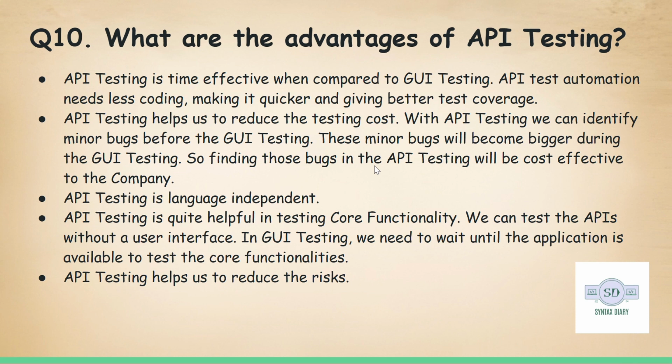What are the advantages of API testing? API testing is time effective when compared to GUI testing. API test automation needs less coding, making it quicker and giving better test coverage. API testing helps us to reduce the testing cost. With API testing, we can identify minor bugs before the GUI testing. These minor bugs will become bigger during the GUI testing, so finding those bugs in the API testing will be cost effective to the company. API testing is language independent.